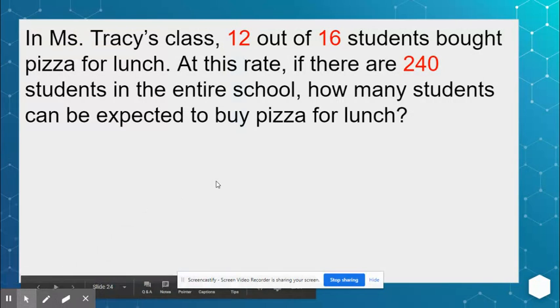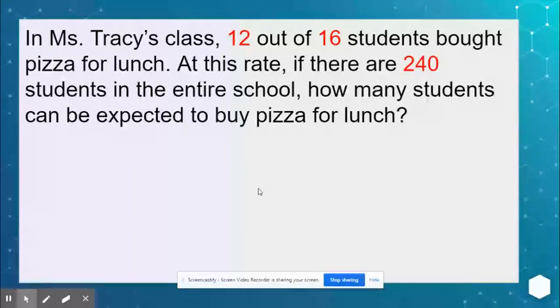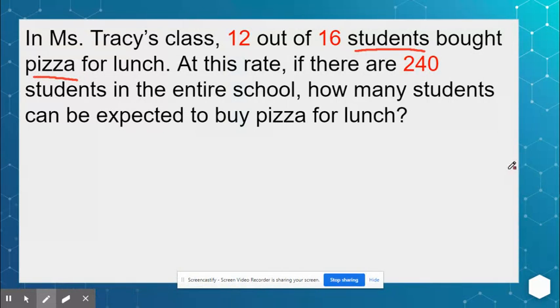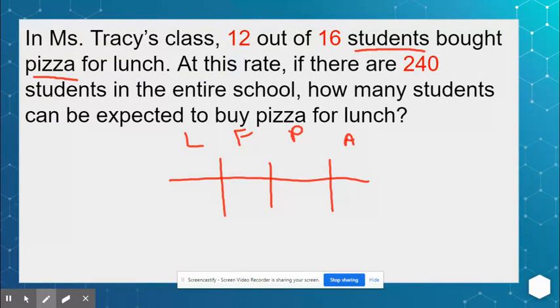In Miss Tracy's class, 12 out of 16 students bought pizza for lunch. At this rate, if there are 240 students in the entire school, how many students can be expected to buy pizza? So our units are going to be students and pizza. So we would draw our table. Label, facts, process, answer. All right, so we have students, pizza and students.